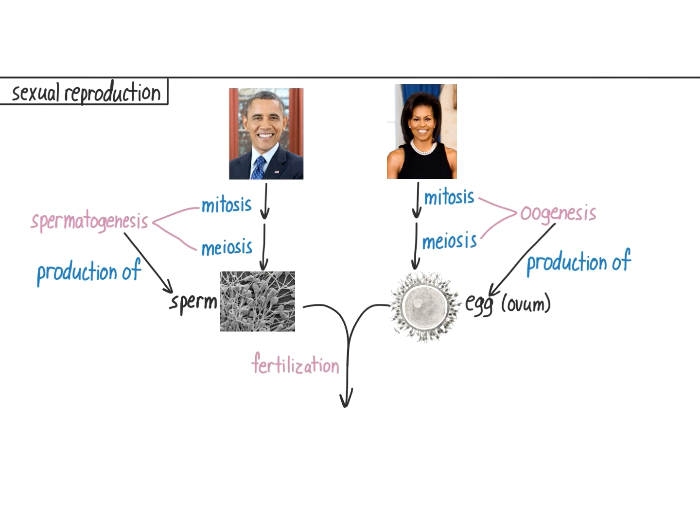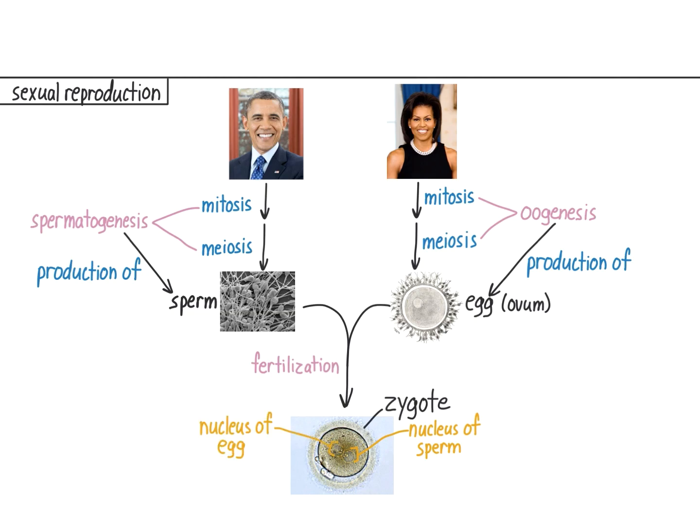Remember that fertilization is the fusion of the egg, which carries the female's chromosomes, and the sperm, which carries the male's chromosomes, to form the zygote. This is a zygote just after fertilization. So, you can still see the nucleus that came from the sperm and the nucleus of the egg.